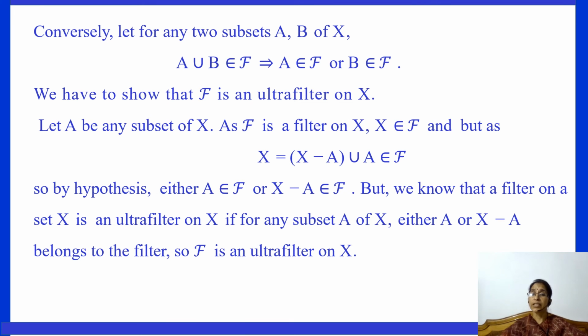Conversely, suppose that for any two subsets A and B of X, A union B belongs to F implies that A belongs to F or B belongs to F. We want to show that F is an ultrafilter on X. Let A be any subset of X.